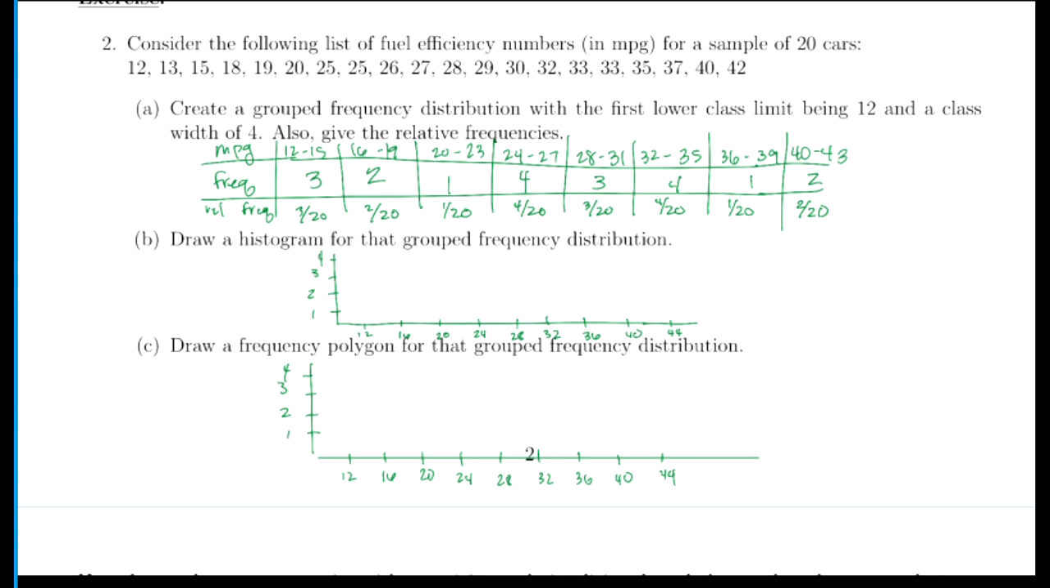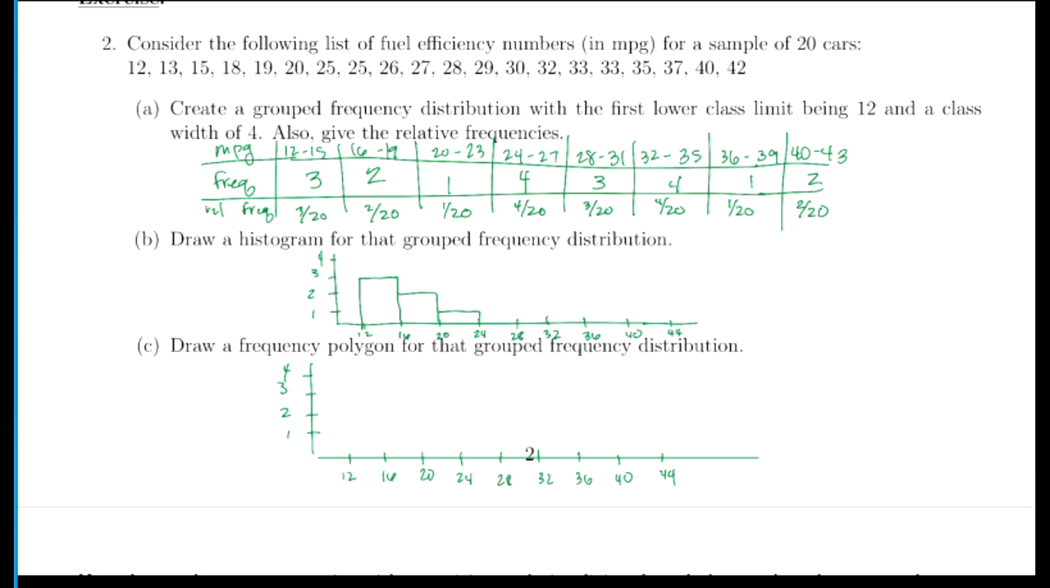The next part B is to draw a histogram. So this is our bar graph for the grouped frequency distribution. So from 12 to 15, the bar that goes between 12 and 16 will have 3. So we're going to draw a bar that goes up to 3. And then for 16 to 19, we have 2. So you're going to go up to 2 and over. 20 to 23, you've got just 1.